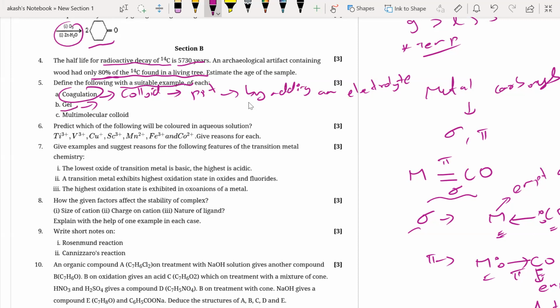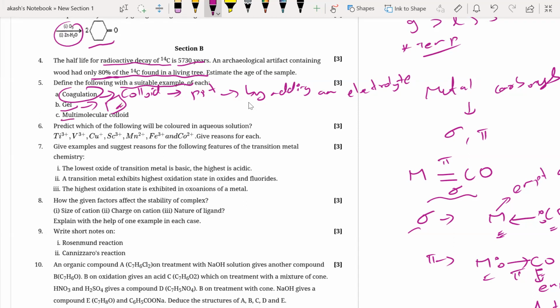Gel, I think, is an example you have to give. You can look at the table I told you to look at, right? Different phases of dispersed phase, dispersed medium, and their example and the name of the colloid. So I think for gel, the dispersed medium is solid and the dispersed phase is liquid. So examples you can see in your textbook.